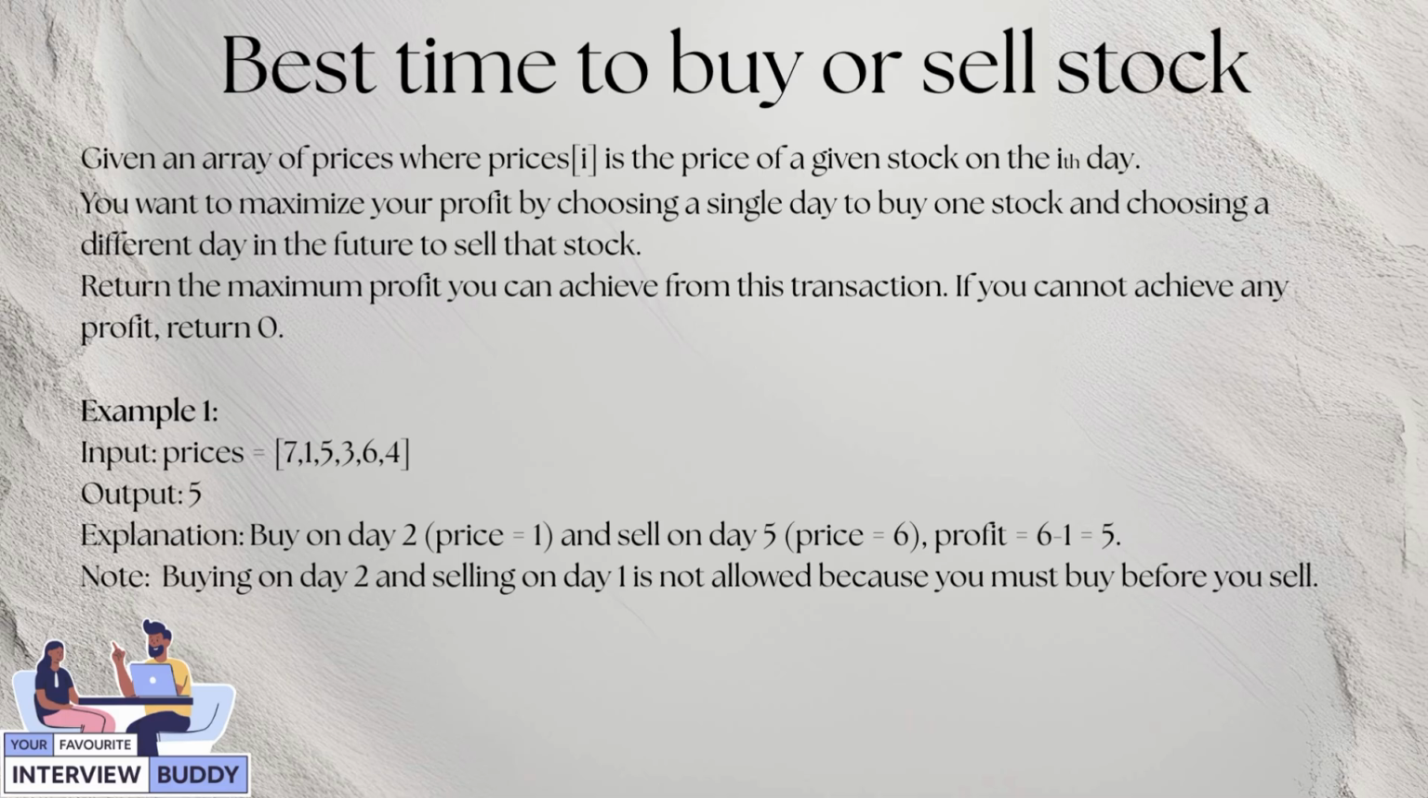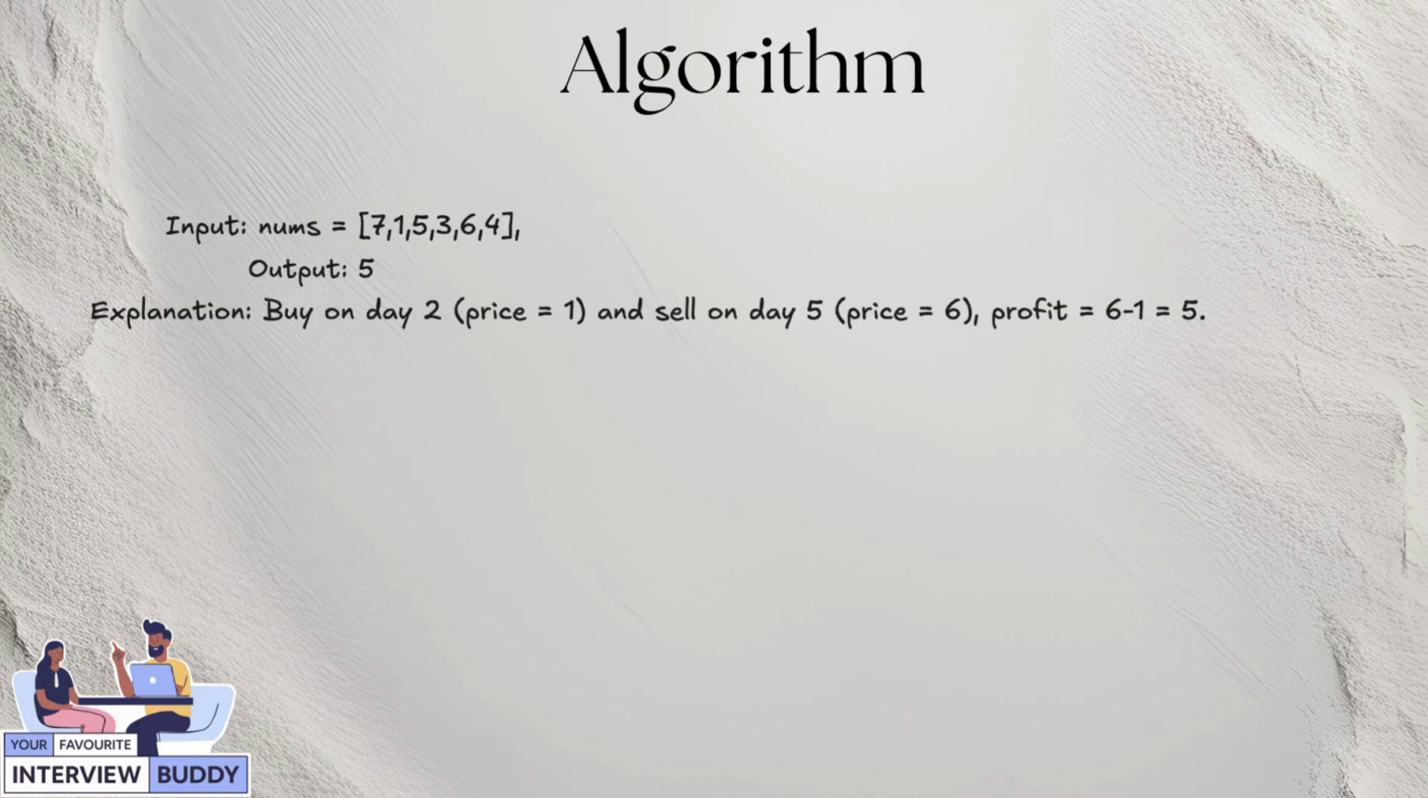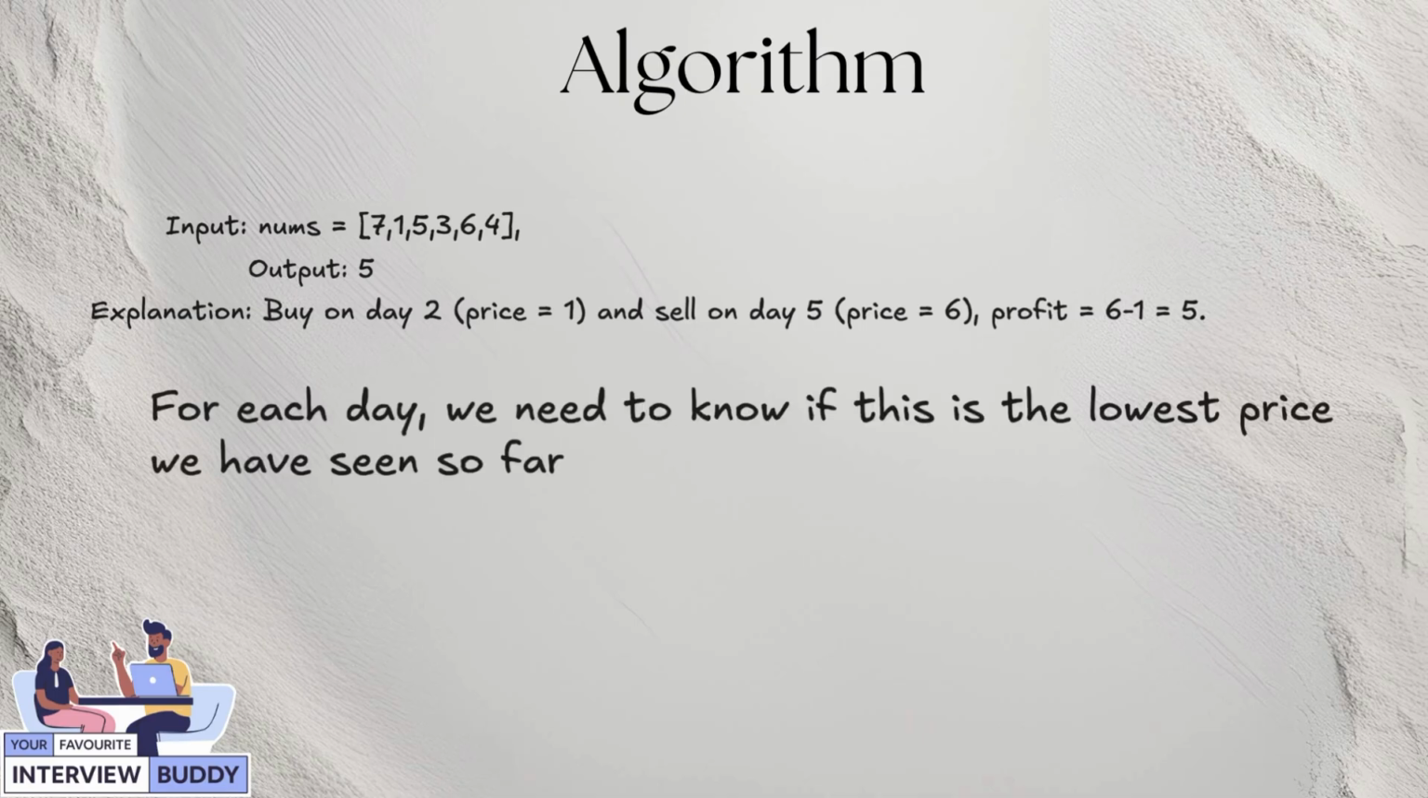For example, given an array of prices 7, 1, 5, 3, 6, 4, the maximum profit expected is 5 because we buy on day 2 with a price of 1 and sell on day 5 with a price of 6. Now, you might want to ask why we can't buy on day 2 and sell on day 1. That's not possible because you need to buy before you can sell. Now, let's move over to the algorithm.